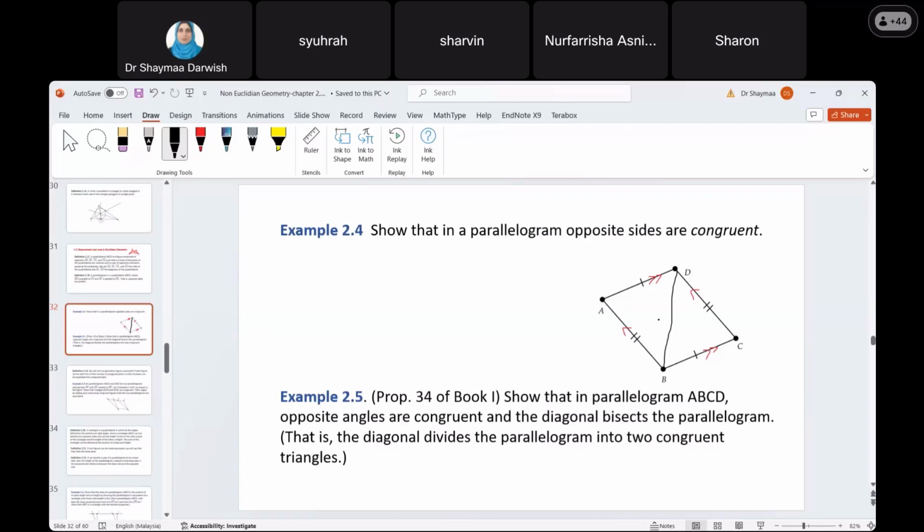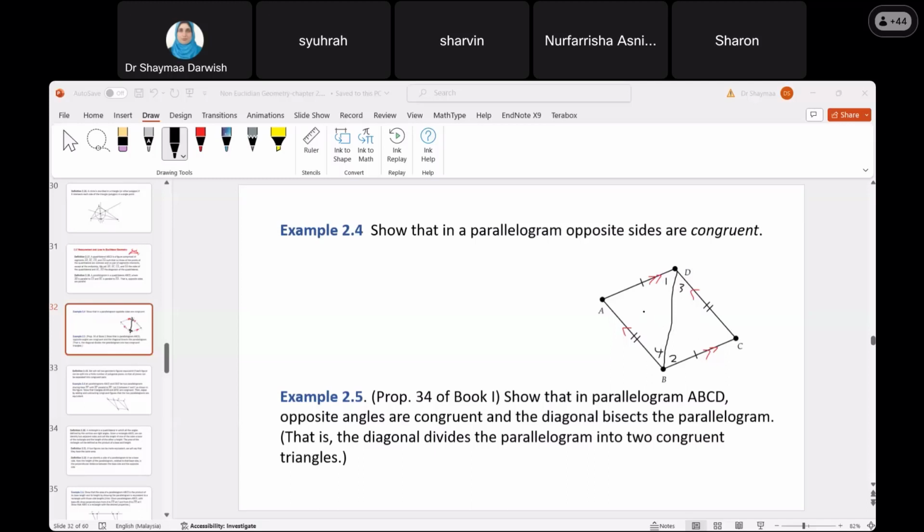You have parallel lines here. So let us make this angle 1, this angle 2, this angle 3, this angle 4. We have angle 1 equal to angle 2 from the parallel, they are alternate interior angles. Angle 3 equal to angle 4, alternate interior angles as well. And BD is a common side. So by using angle side angle, the two triangles are congruent.